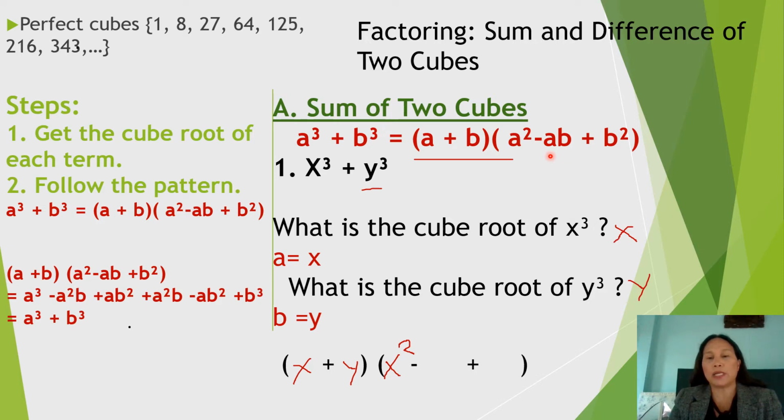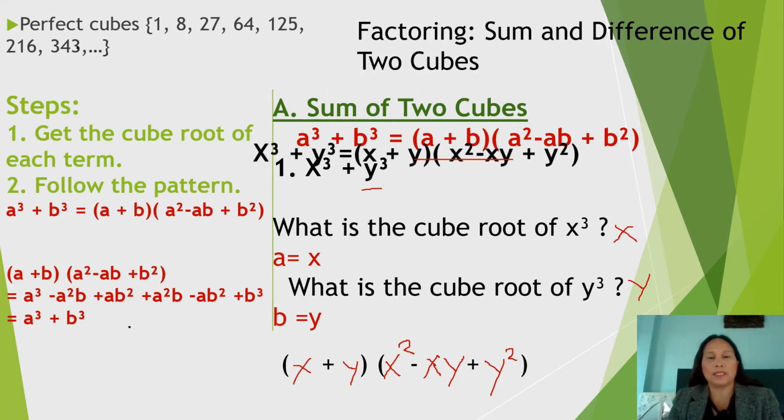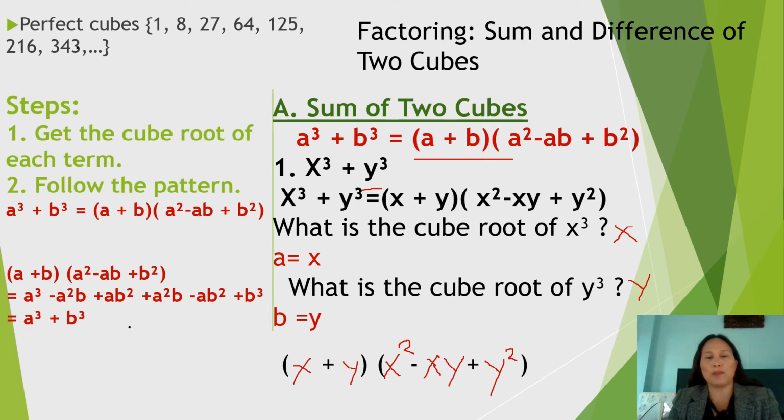Now, ang second term natin, ab. It means, multiply lang na daw natin ang a and b. Multiply lang natin yung x and y. And that is xy. And then sa last term naman sa second factor natin, square lang daw natin yung b. Ang b natin ay y, therefore this is y squared. Okay, ganun lang kadali. Medyo mahaba nga lang. So, the factored form of x cubed plus y cubed is equal to the quantity x plus y times the quantity x squared minus xy plus y squared.